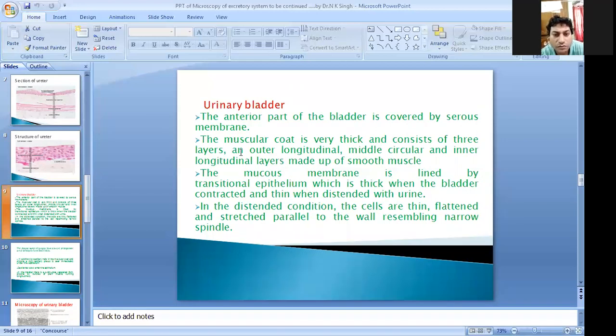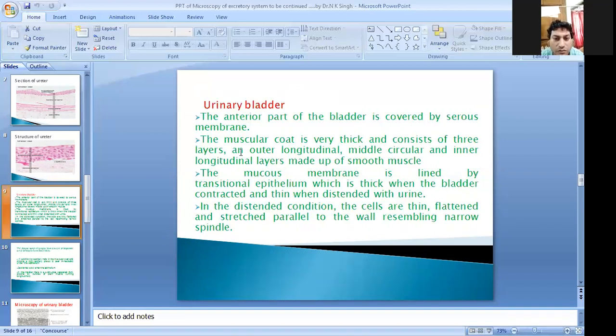The outermost layer is tunica serosa. The anterior part of the bladder is covered by serous membrane, which means the outermost, peripheral layer of the urinary bladder consists of tunica serosa. The muscular coat is very thick and consists of 3 layers: an outer longitudinal, middle circular, and inner longitudinal layer made up of smooth muscles. So the peripheral layer is made up of tunica serosa.